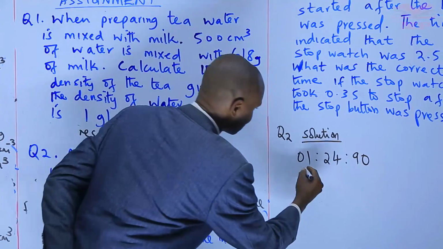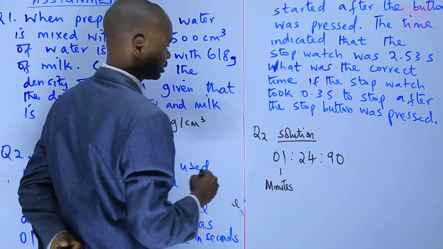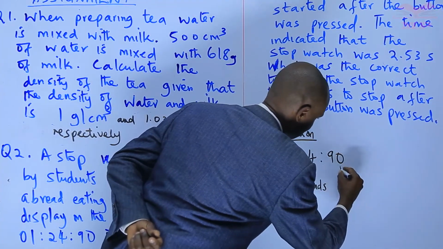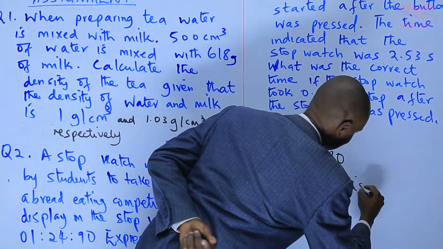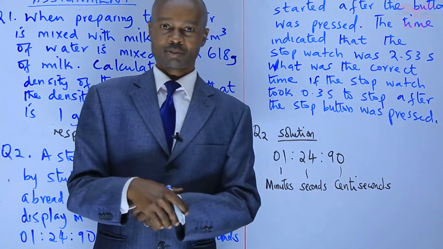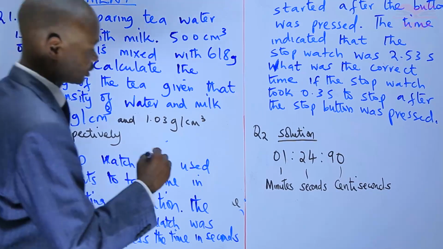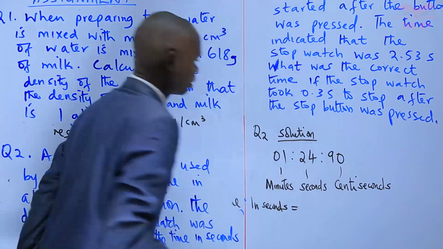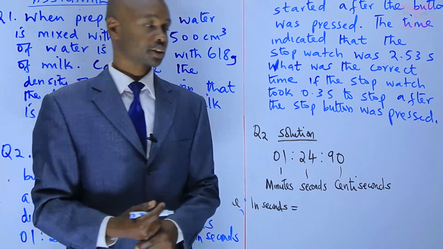So you should know here, these are always minutes. The second ones are always seconds. And the last ones are what you call centiseconds. A centisecond is 100th of a second. In seconds, we know a minute is made up of 60 seconds.